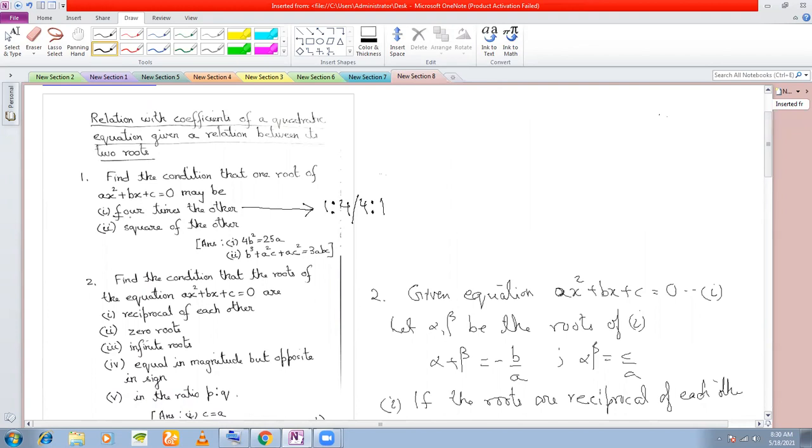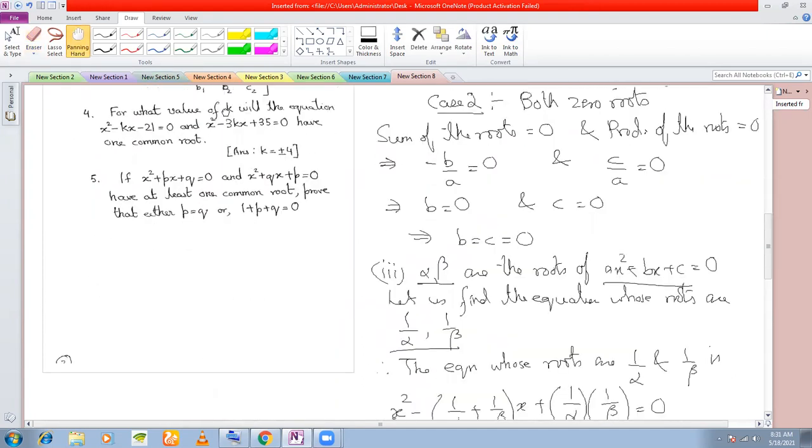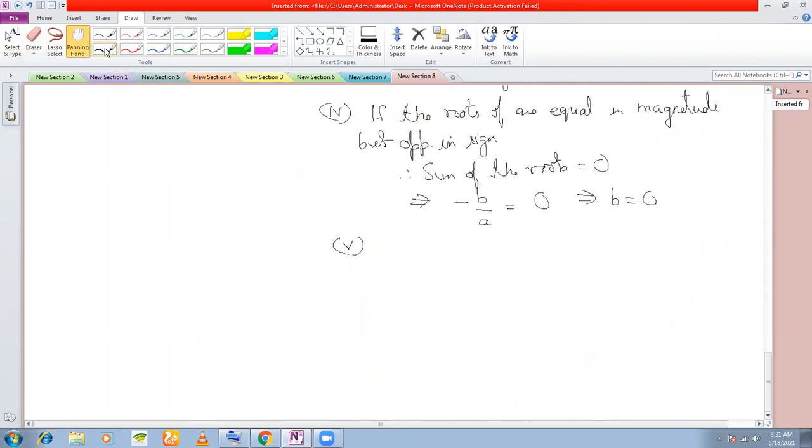Whether you say roots are 4 times the other, or you say roots are in the ratio 1:4 or 4:1, it's the same thing. Or if I say the roots are 5 times the other, that means whether I give you 1:5 or 5:1, it's the same thing. If I give you the ratio of the roots as 5:1, you must know that the roots must be 5 times the other. Okay. So please make a note of this while writing. I forgot to write this.